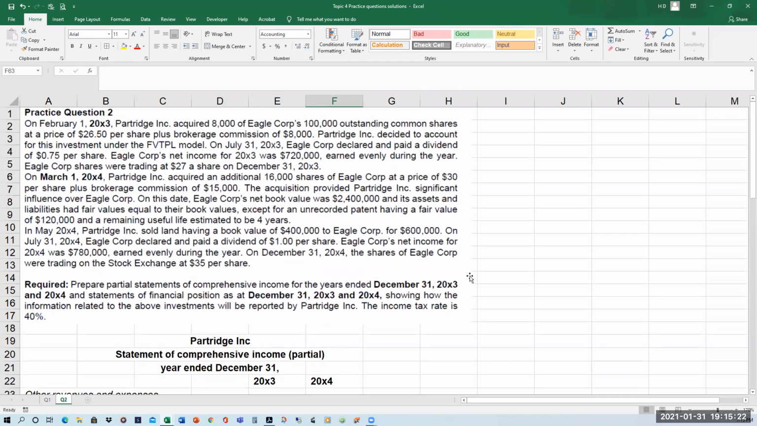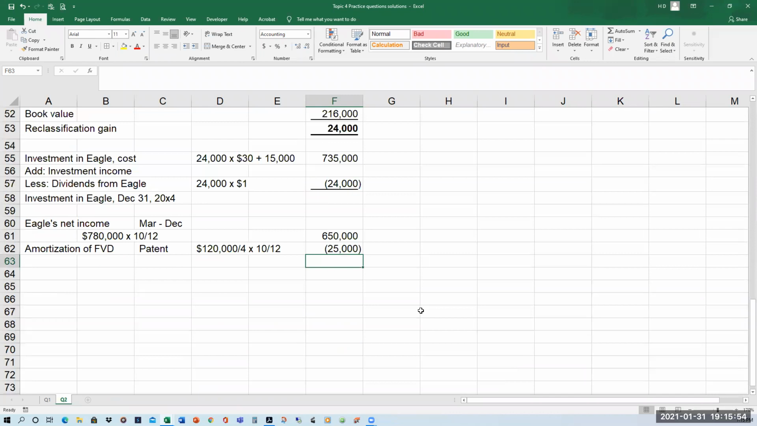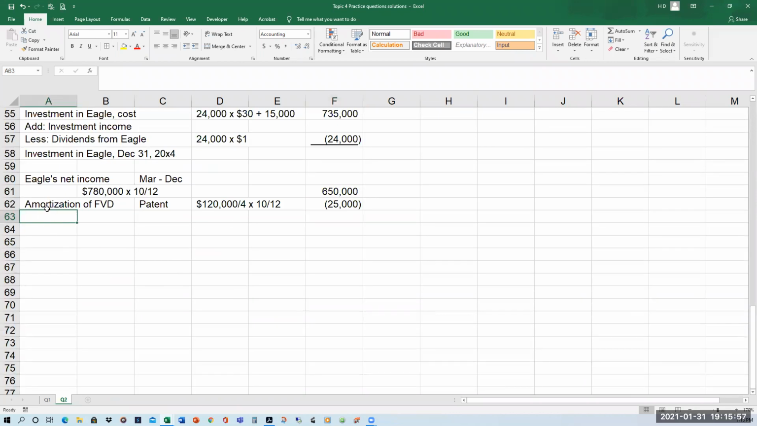And then the next thing to note is that there was an intercompany sale. There was a downstream sale of land. In May of 2004, Partridge sold land having a book value of 400,000 to Eagle for 600,000. That's a total profit of total gain of $200,000. Such gains are considered unrealized until the land is sold to an outside third party. There's nothing of that sort being indicated here. So we want to make an adjustment for intercompany. So unrealized downstream land gain, the amount of the gain.